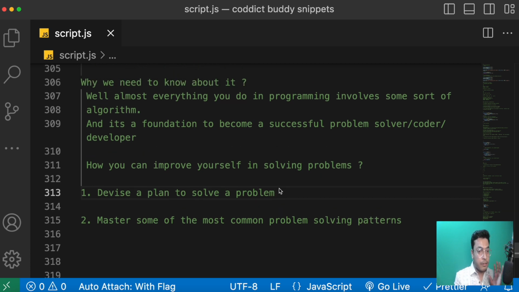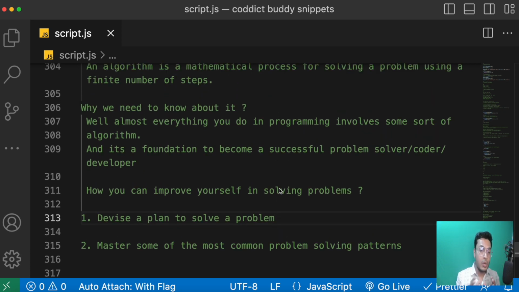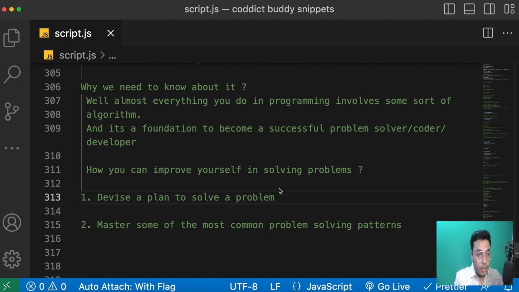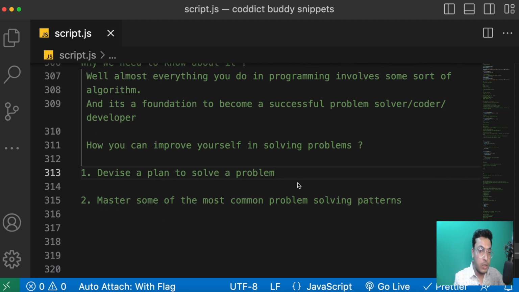So first we will understand how we can solve a problem. Okay, so if you want to improve yourself in solving problems, if you want to be good at solving problems, you have to first devise a plan for how you can solve a problem, and then you have to master some of the problem solving patterns that will help you gradually to solve a problem.